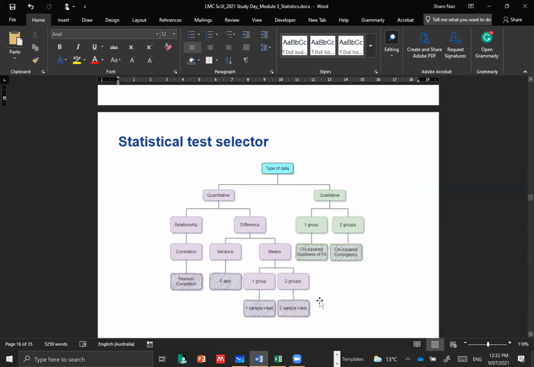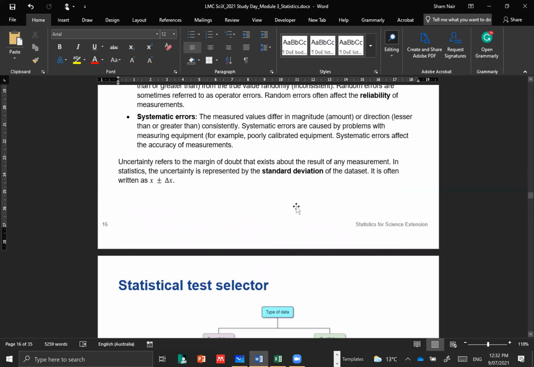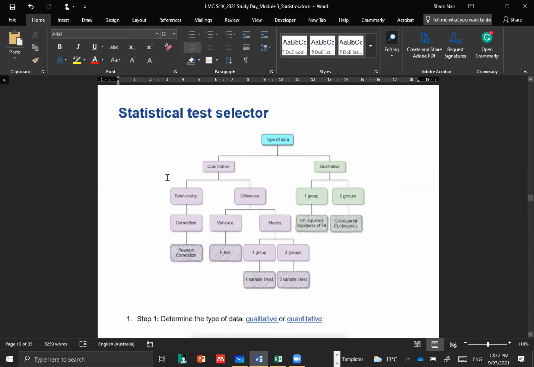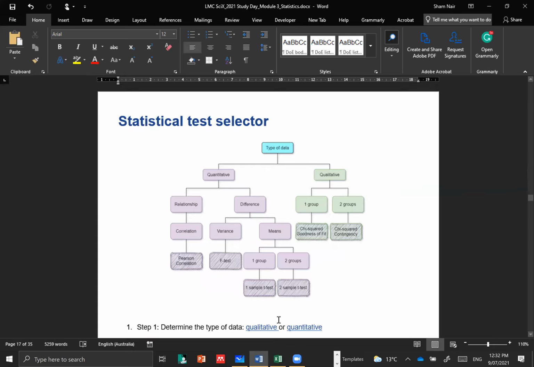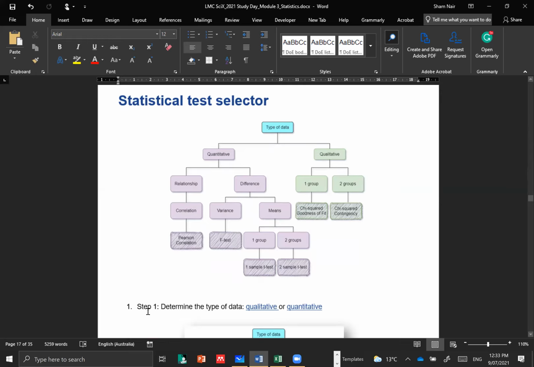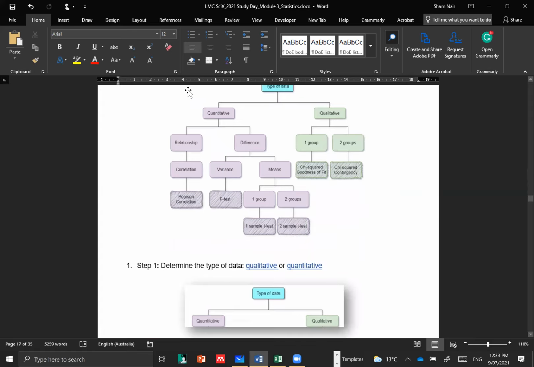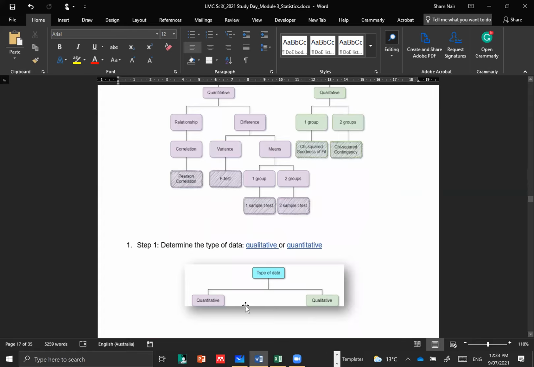I want to go back to this figure once again. So now let me go back up. I'm here right now, talking about statistical tests, so this beige box here. We go back to the original flow chart. Remember there are different types of statistical tests. Step one, determine the type of data, whether you've got qualitative or quantitative data. That's the first branch, right up at the top, of this decision tree, of this flow chart.